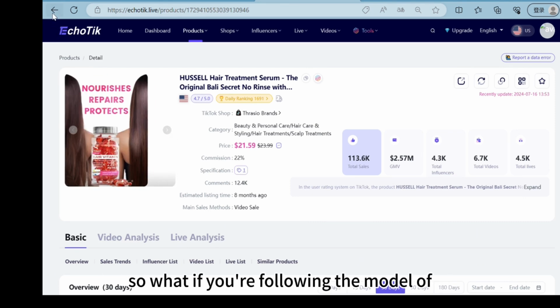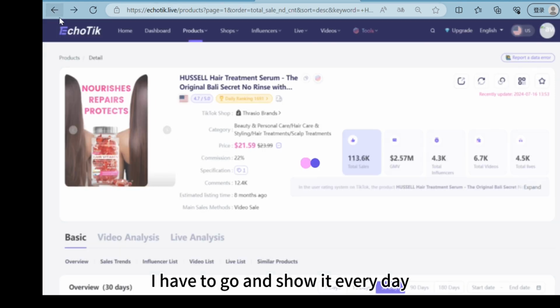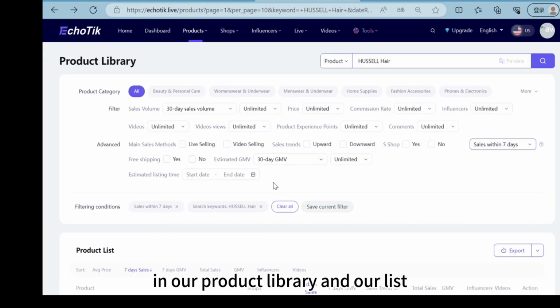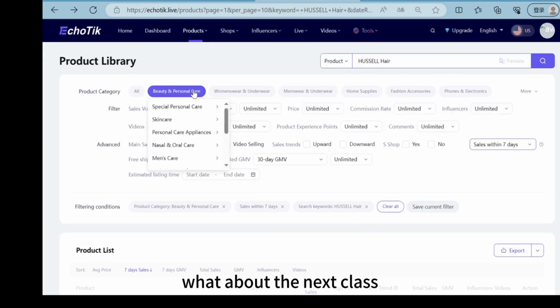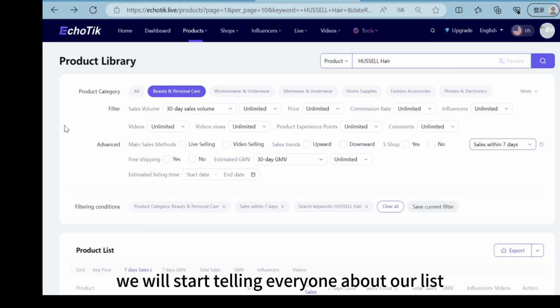So if you're following the explosive-product model, you have to go and check it every day in our product library and our list. In the next class, we will start telling everyone about our list.